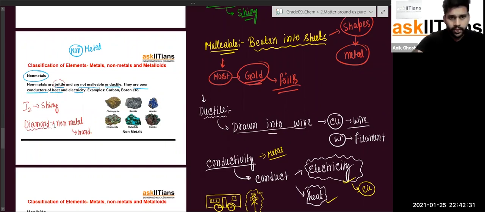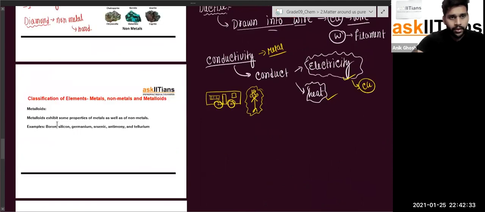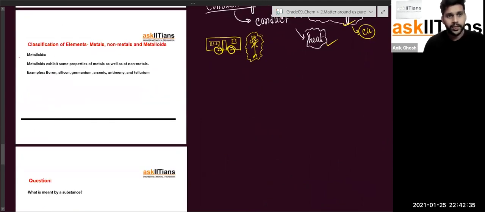Okay, now there come the metalloids. Metalloids are not metals and not non-metals, so they have both the properties. The metalloids share both the properties. They are just in between both the properties.